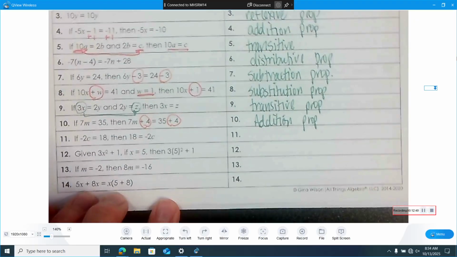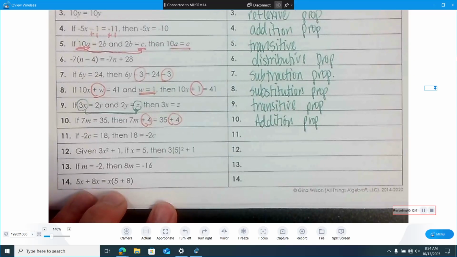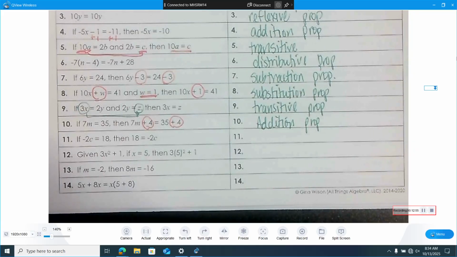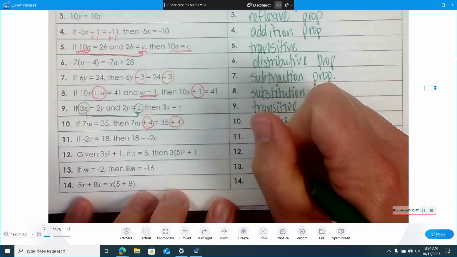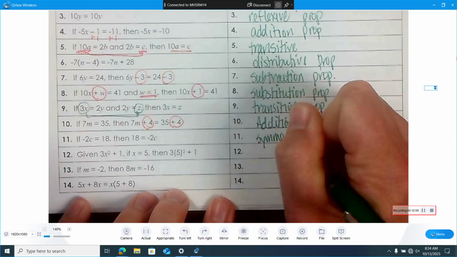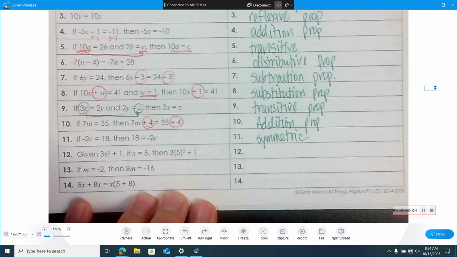Addition property of equality. 11. What's happening on number 11? Symmetric. All it's doing is spinning around the equal sign. That's the symmetric property. Very good. Symmetric property.